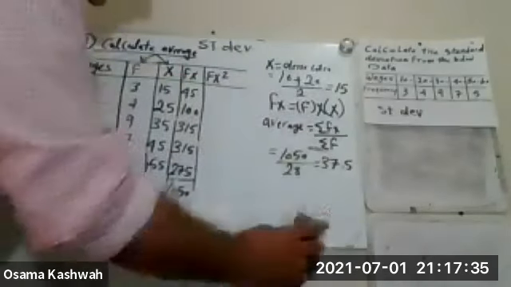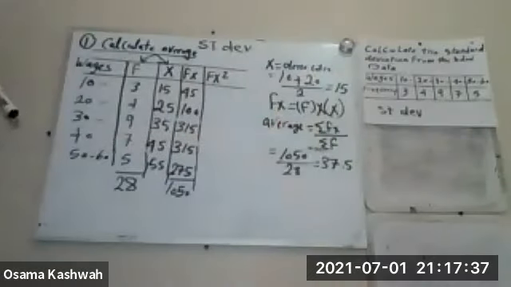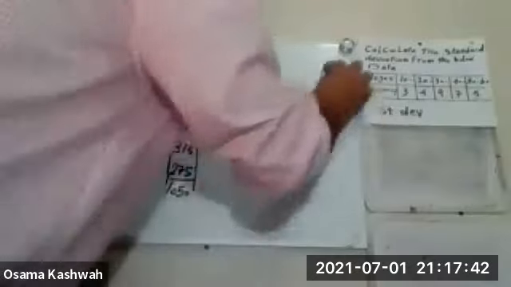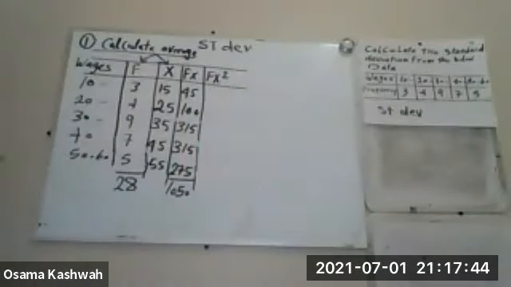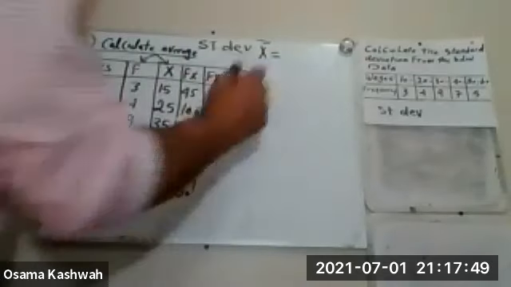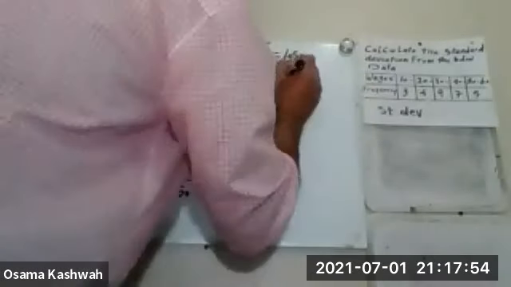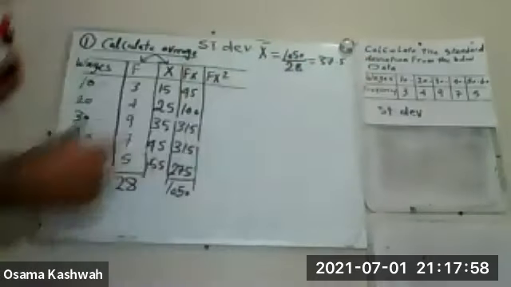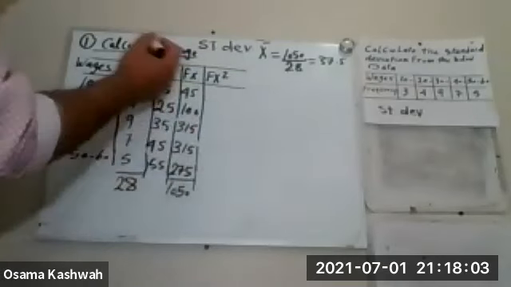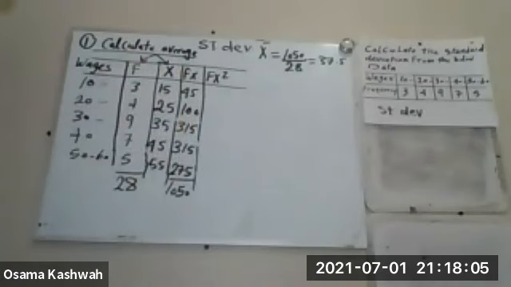So I'm done now with this part. I will erase it, then I will write the Fx squared. I just want to write back that the average, or X bar, I got it already: 1050 by 28, which gives me 37.5. Just keep it aside now; I will come back to it. Now I want to add one more column to calculate the standard deviation.